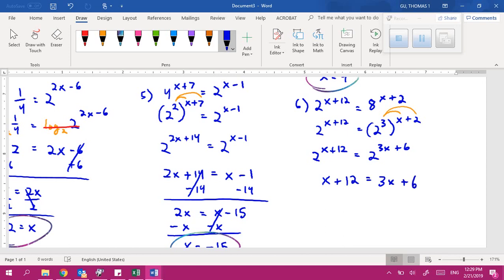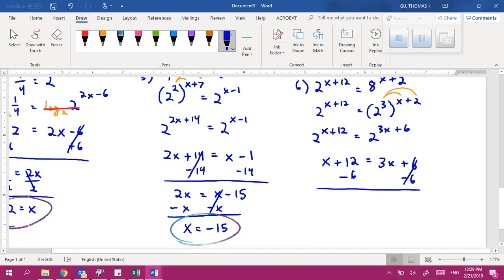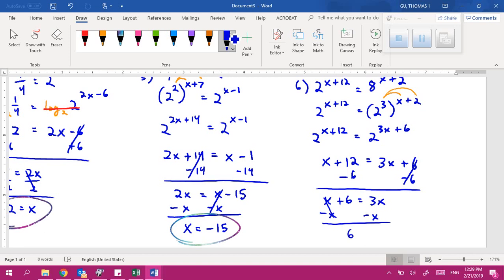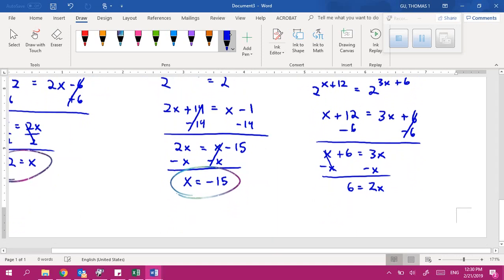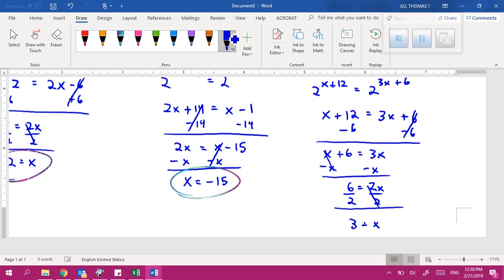Now we're just trying to solve for x, so what should we do? Subtract 6, right? We should subtract 6. So that's going to help us keep the x term positive, right? So if I subtract 6, what do I have? X plus 6, right? And then? So 6 equals 2x, and then? So then x equals? That is correct. X equals 3. Boom.